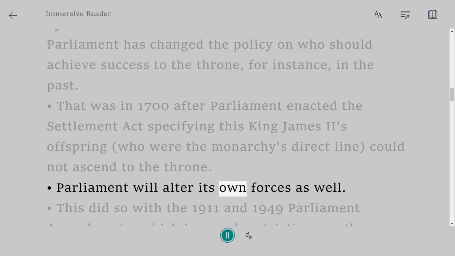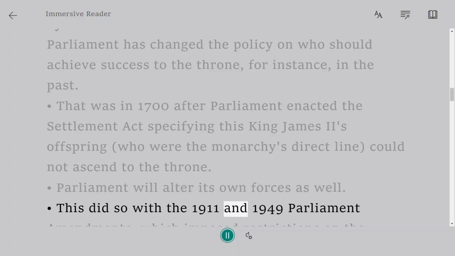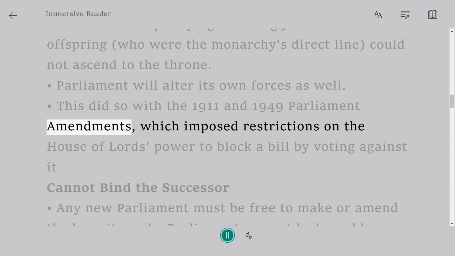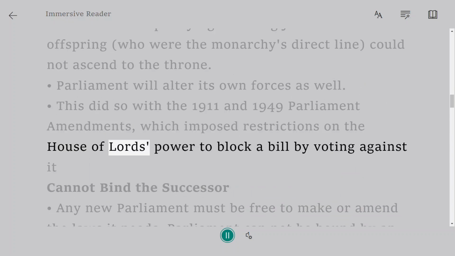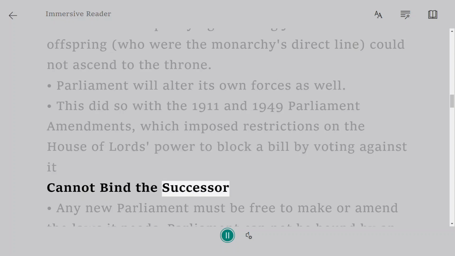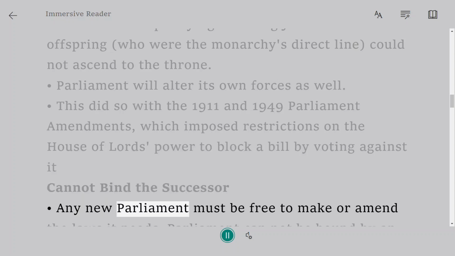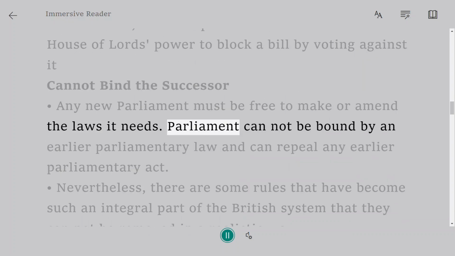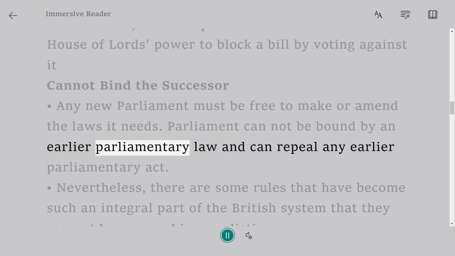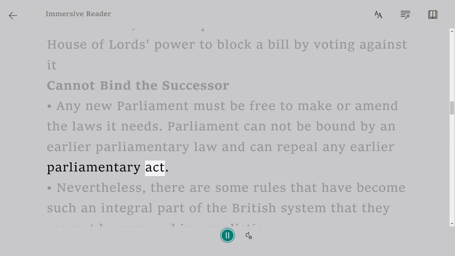Parliament will alter its own powers as well. It did so with the 1911 and 1949 Parliament Acts, which imposed restrictions on the House of Lords' power to block a bill by voting against it. Cannot bind the successor. Any new Parliament must be free to make or amend the laws it needs. Parliament cannot be bound by an earlier parliamentary law and can repeal any earlier parliamentary act.